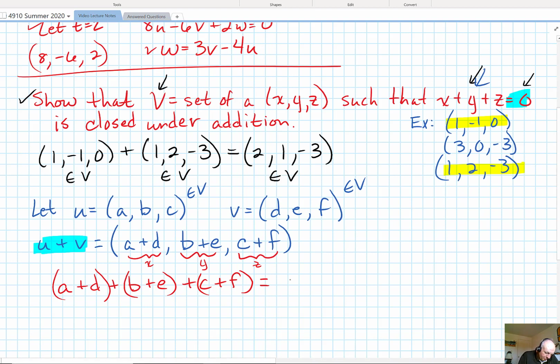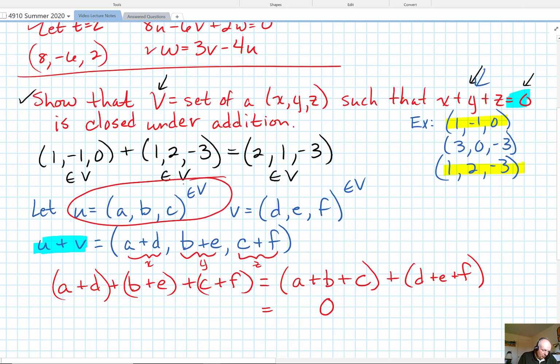So there they are added together. And just with a little regrouping, look what I can do. I'm allowed to do this because of associativity: a plus b plus c plus d plus e plus f. I just reorder these things because it's all addition. And hey, look at this. I know a plus b plus c equals 0. How do I know it? Because u, which is (a, b, c), is in V. What does it mean to be in V? Your x coordinate plus your y coordinate plus your z coordinate needs to equal 0. And that's what I've got.